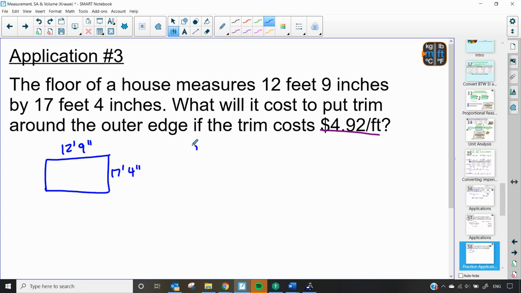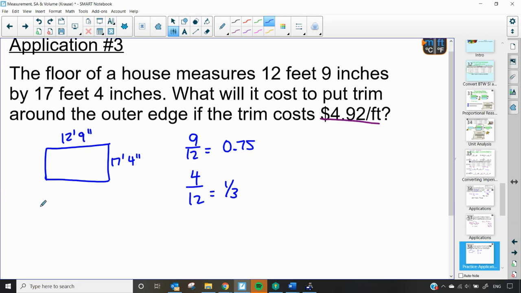So 12 foot 9 inches, 9 inches divided by 12 inches per foot is 0.75 feet. And 4 inches divided by 12 inches per foot is 0.0333 or 1/3. So writing out these measurements, we have 12.75 feet times 2 and 17 1/3 feet times 2. When we total that all up, we're going to have 60.17 feet. Let's do those on the calculator.